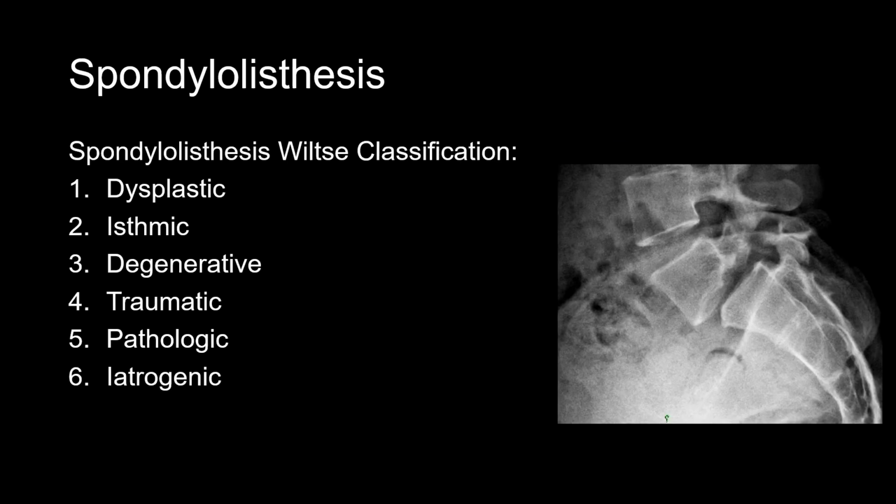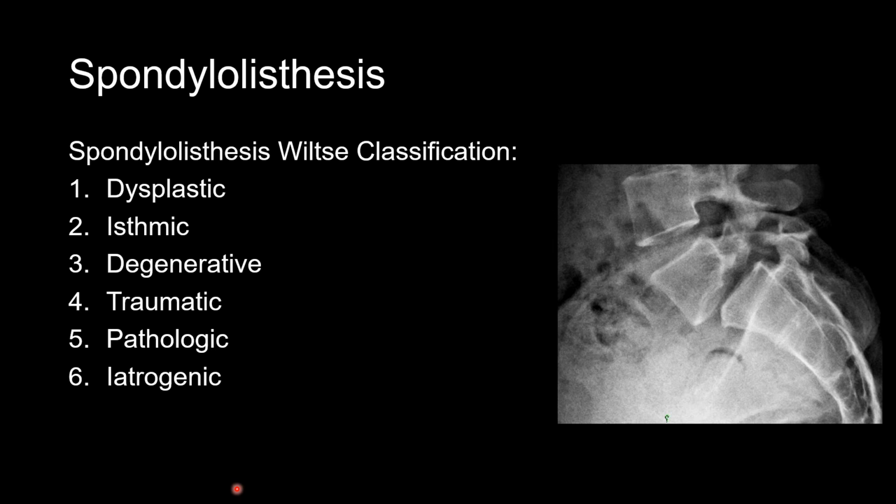Here is an example. So here we can see that the L5 has slid forward over S1. I would say this is probably a grade 2. There are 6 types of spondylolistheses. So dysplastic would be a kind of congenital type reason for the spondylolisthesis. So you'd have like elongated pars, or you have elongated lamina that allow the vertebral body to slip forward.